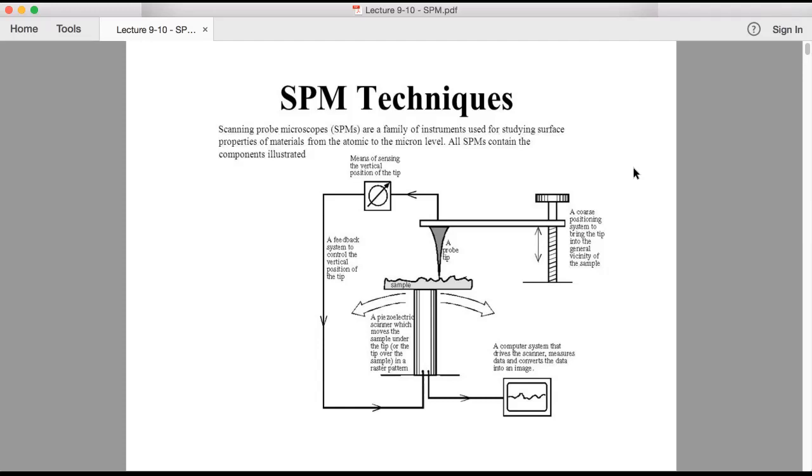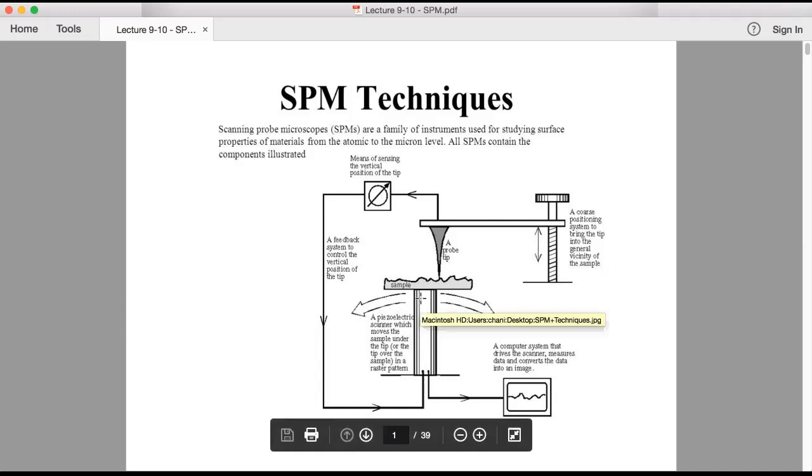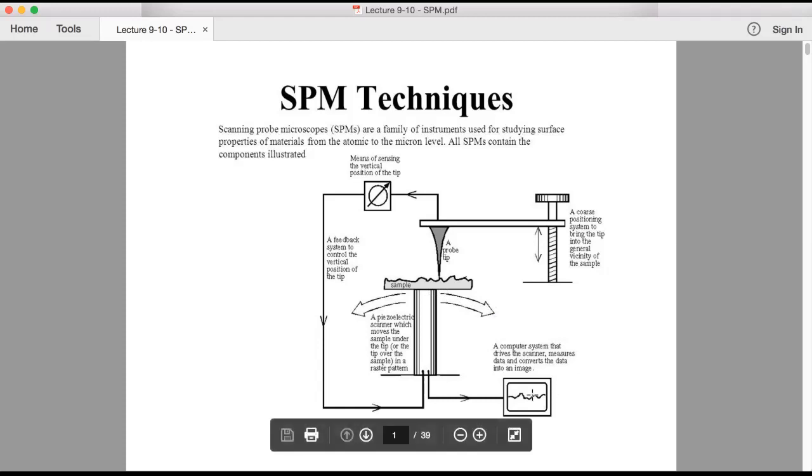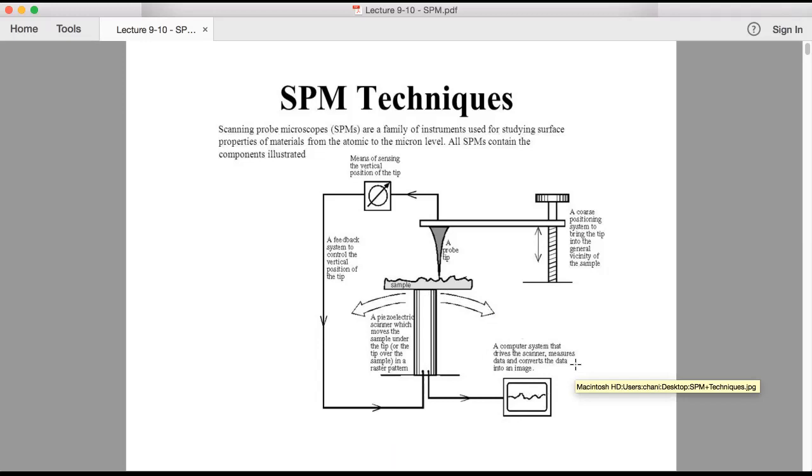The schematic diagram below will show you some commonly available components in every SPM. We have a probe tip which will scan over the sample. The sample is mounted on the sample stage, and then the sample stage is mounted on a piezoelectric scanner which will move the sample under the tip, or the tip will move over the sample in a raster pattern, right? Piezoelectric means when you apply pressure, it will generate some current, which will be connected to a computer system that drives the scanner, measures data and converts the data into an image.